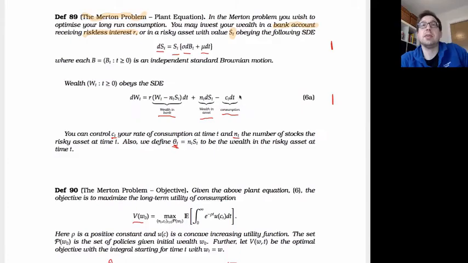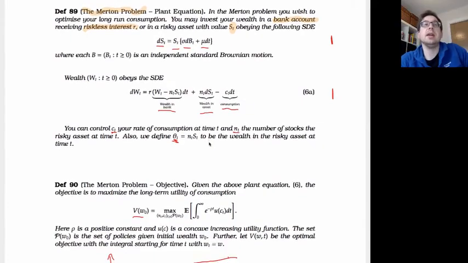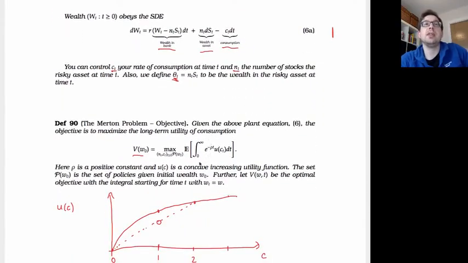from that we can consume some amount C of T. And the Merton problem considers that we want to maximize the utility of our consumption. We end up with this objective where we discount over time the utility of our consumption.